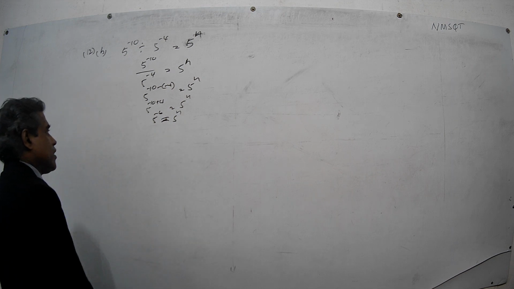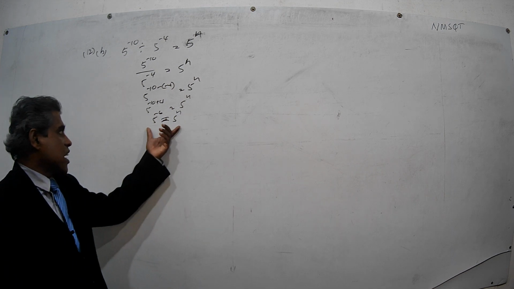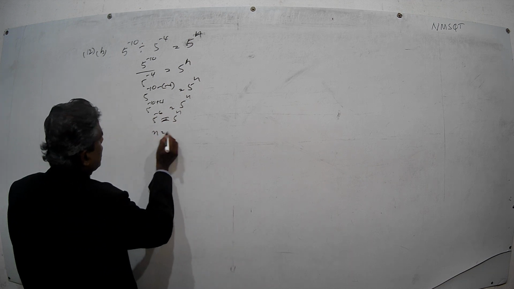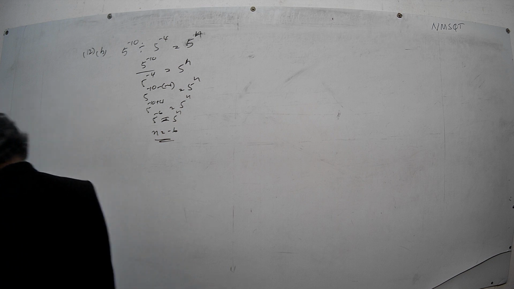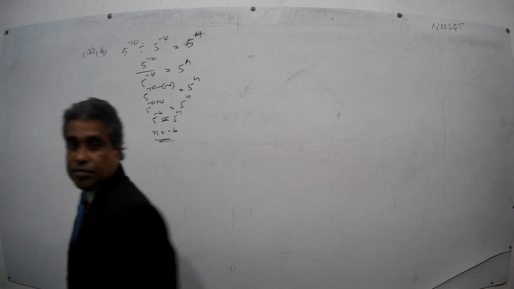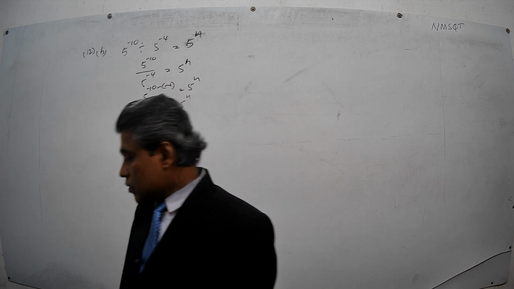Then again the same thing. If the two indices of the same base are equal, powers are equal. Therefore, n equals minus 6. Okay. Then that is question 12, right?